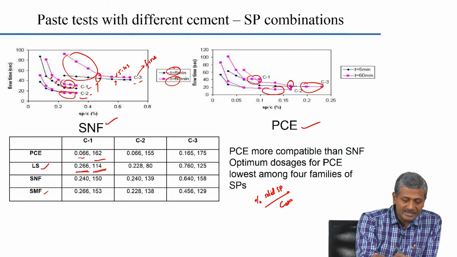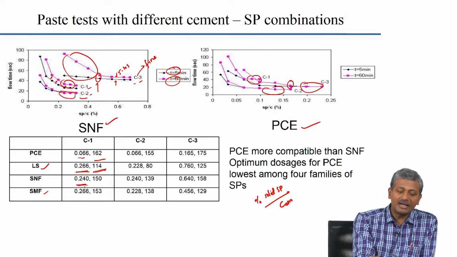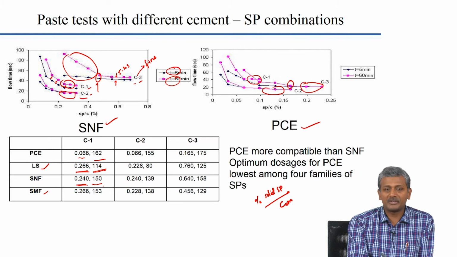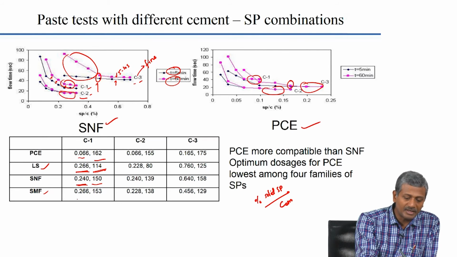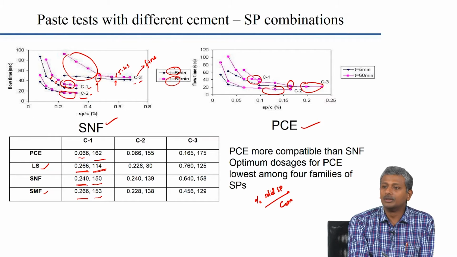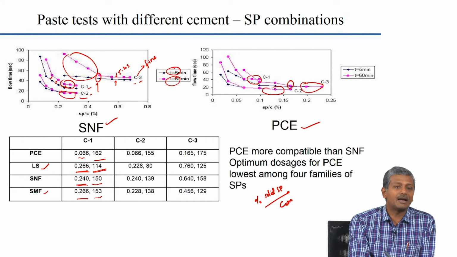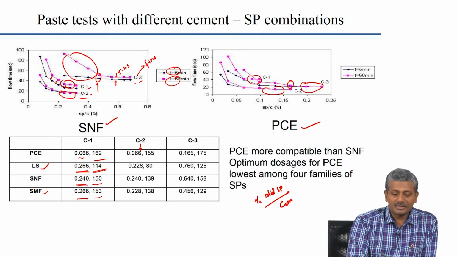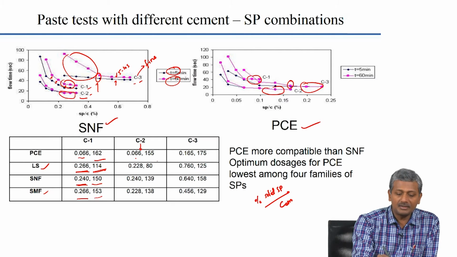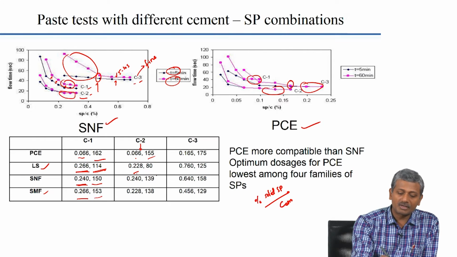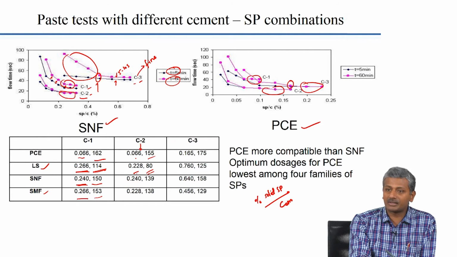With SNF, again you have a fairly high dosage required to obtain optimum, but at optimum dosage your flowability is quite similar to that of PCE. SMF again high optimum dosage, but your initial workability is quite good in terms of the spread at the optimum dosage. Again with C2, what you see is you require a small amount of PCE, you produce a fairly high flowability. You require very high amounts of lignosulfonate, but your flowability is restricted.